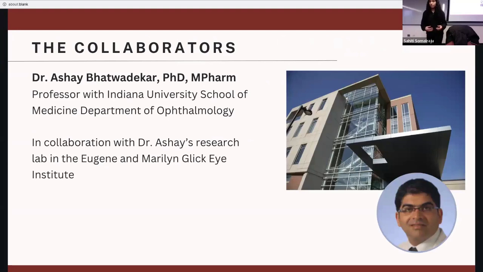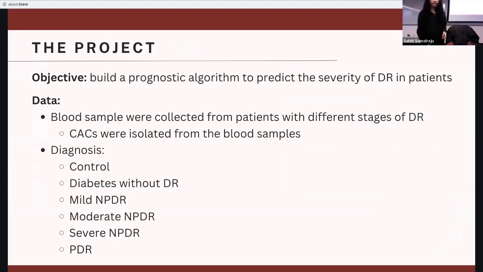And so this project is in collaboration with the IU School of Medicine, Department of Ophthalmology. We're working with Dr. Akshay Bhagwadekar. He is a professor at the Indiana University School of Medicine, and we're working with his lab in the Eugene and Marilyn Glick Eye Institute. The objective of this project is to build a prognostic algorithm to predict the severity of diabetic retinopathy in patients.